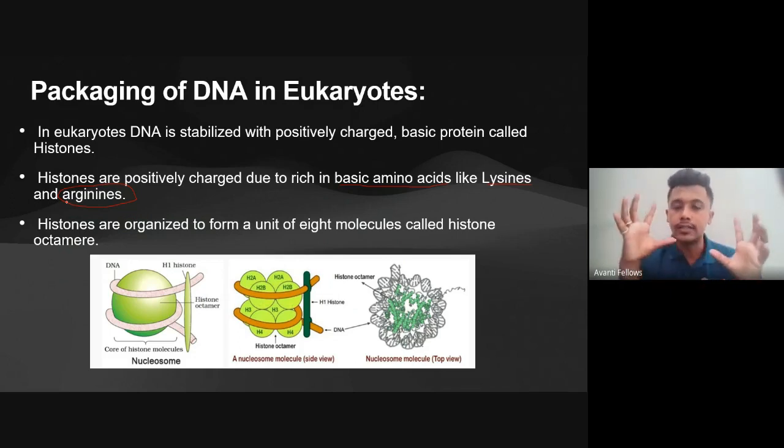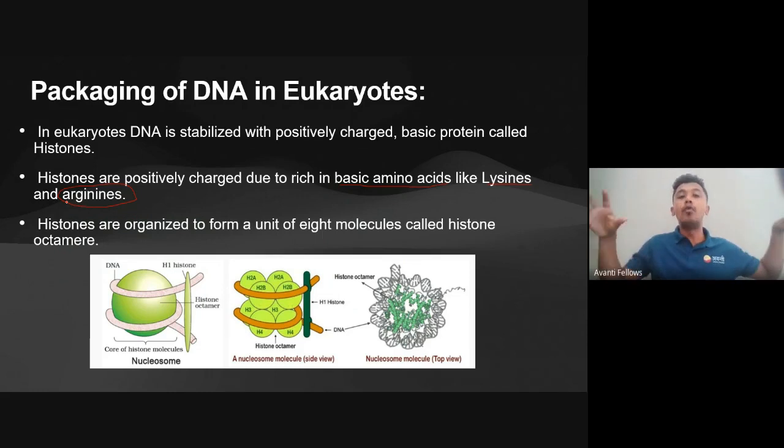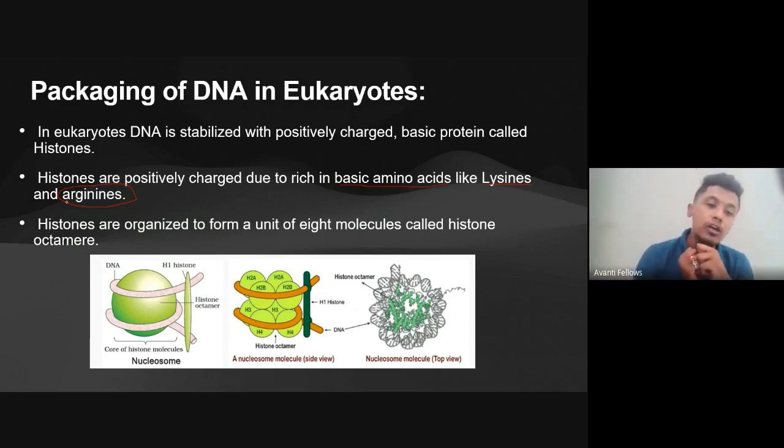Now, a histone can be one monomer. But for a histone to be functional, it requires its friends. And this group of friends, we call it a histone octamer. If I want to participate in the packing of DNA, then I alone cannot finish the job. If I have to finish the job, then I need 7 more of my friends. So what are those friends?